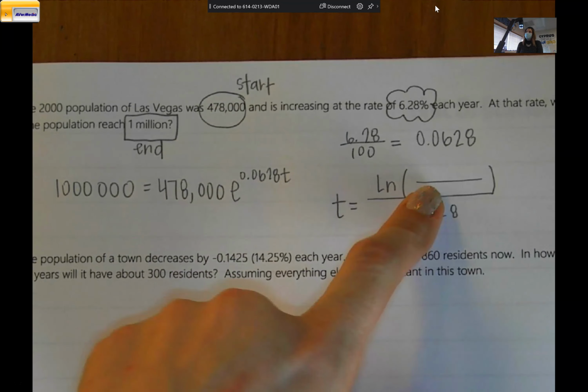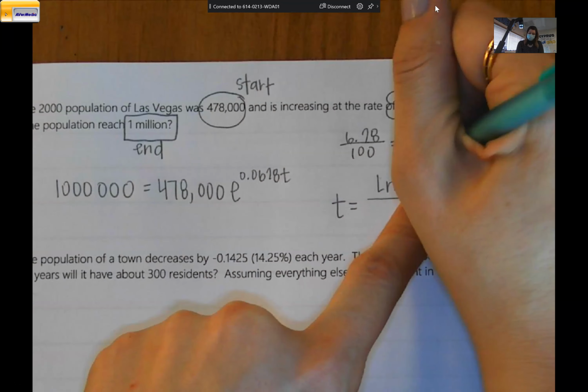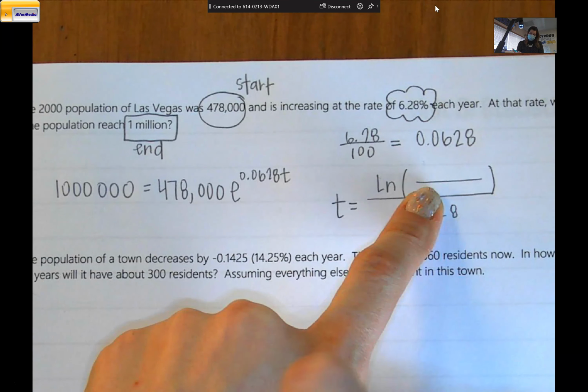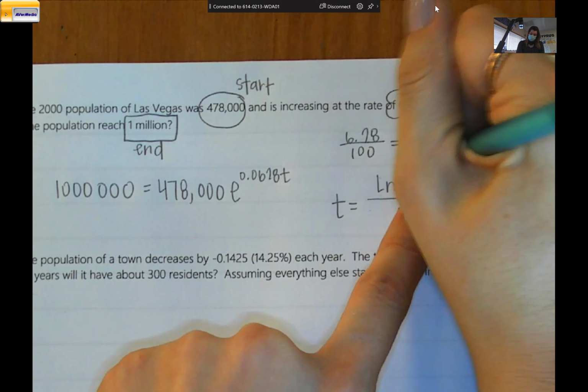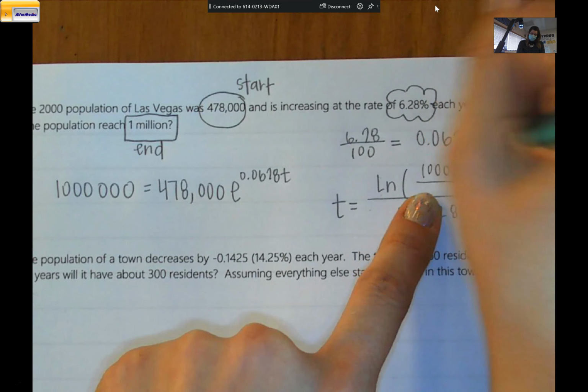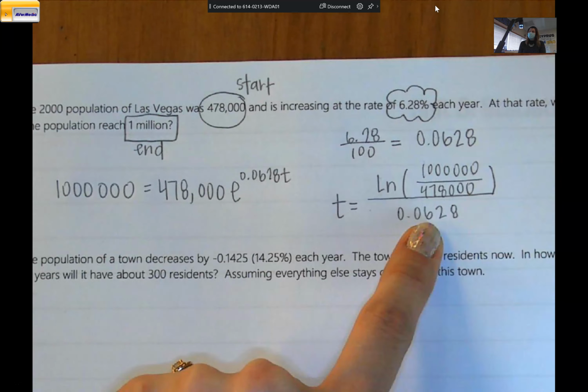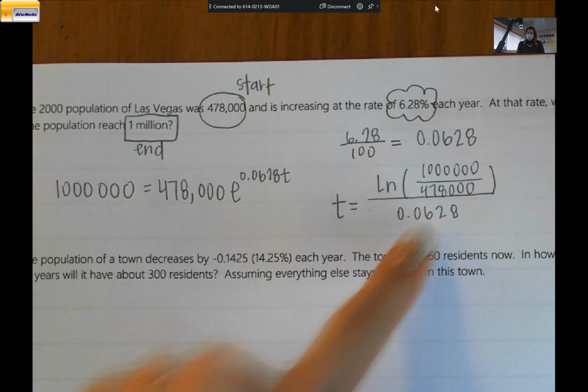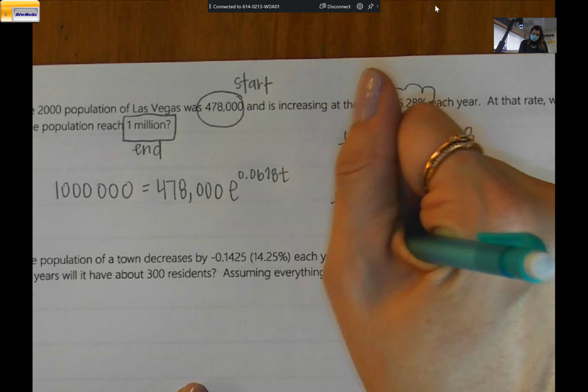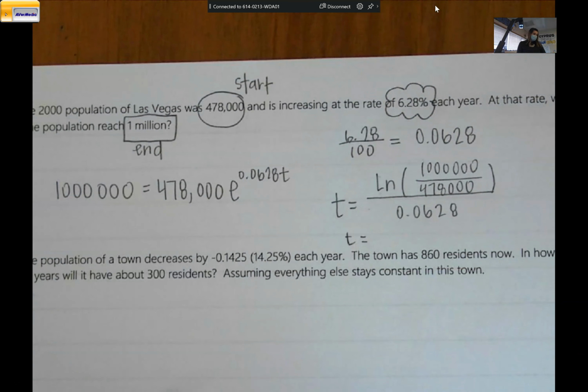Okay, in the top goes 1 million. In the bottom, 478,000. So what do you get if you plug that into decimals?